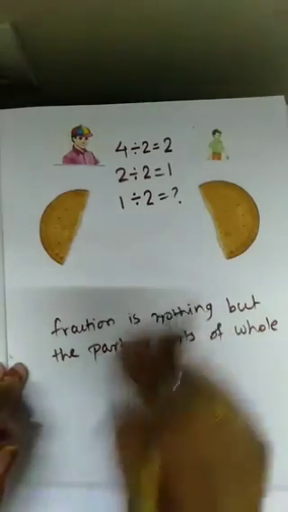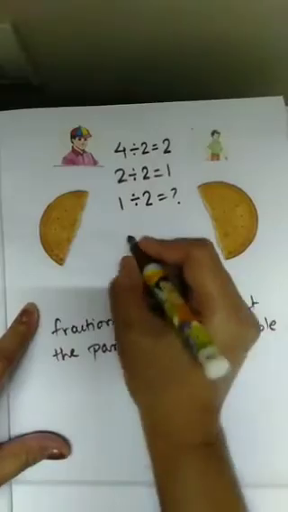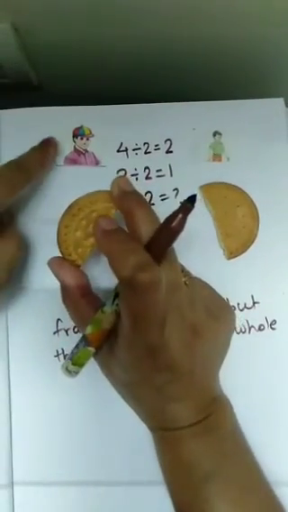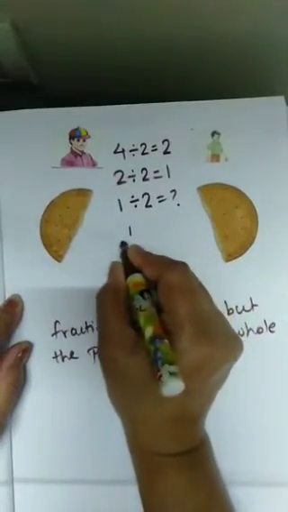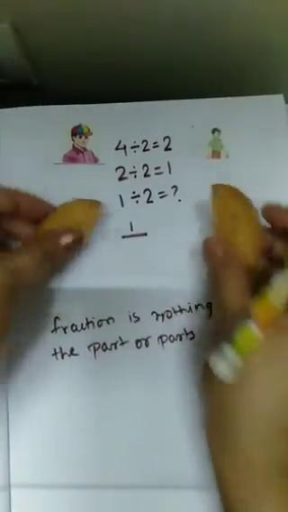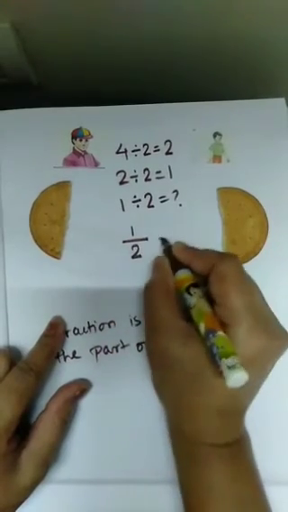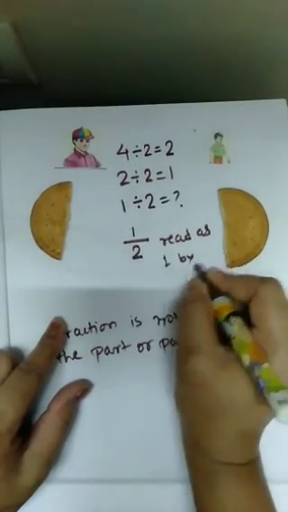Then how do we write it in mathematics? So how much part will each child get? 1. So 1. How many total parts does the biscuit have? 2. So 1 by 2. It is read as 1 by 2.